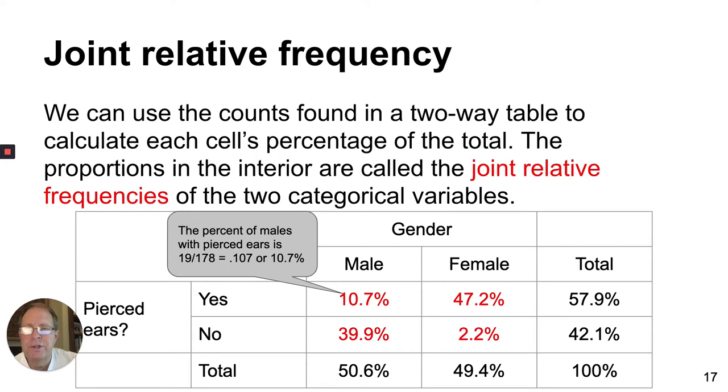The proportions in the interior are called joint relative frequencies of the two categorical variables. So I have the joint relative frequencies highlighted in red. Those are joint relative frequencies.